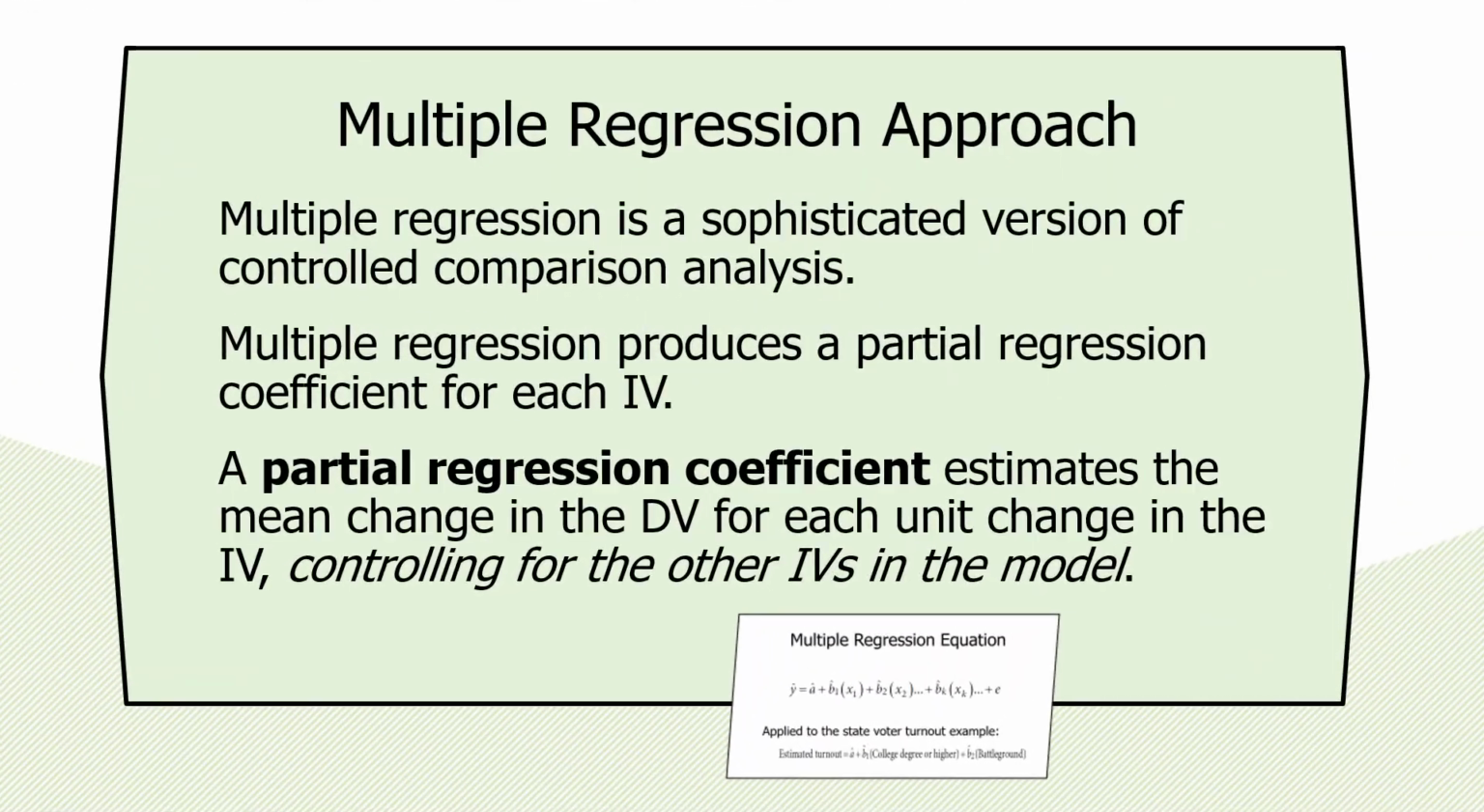Multiple regression. Multiple regression is a sophisticated version of controlled comparison analysis. Multiple regression produces a partial regression coefficient for each variable. Now, what's a partial regression coefficient? A partial regression coefficient estimates the mean change in the dependent variable for each unit change in the independent variable, controlling for the other independent variables in the model.